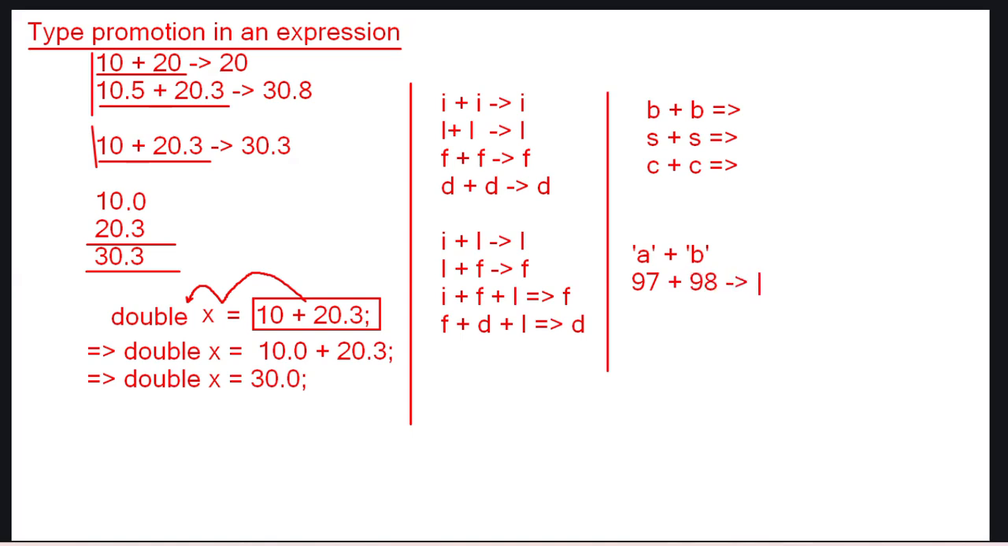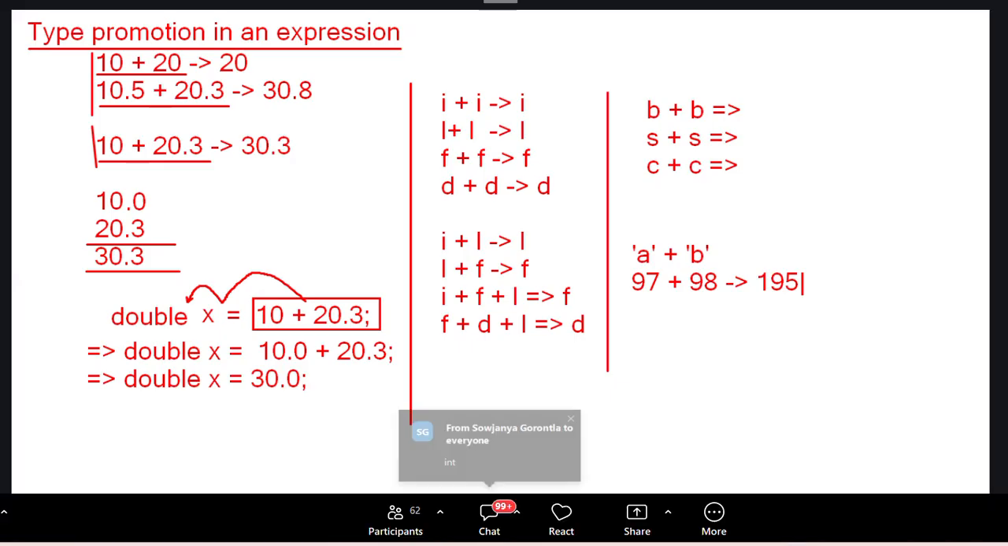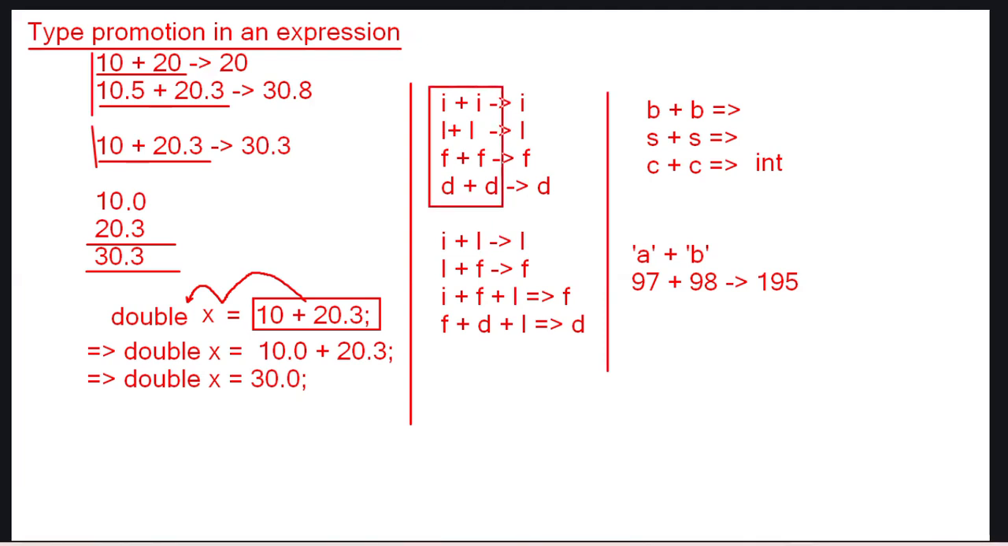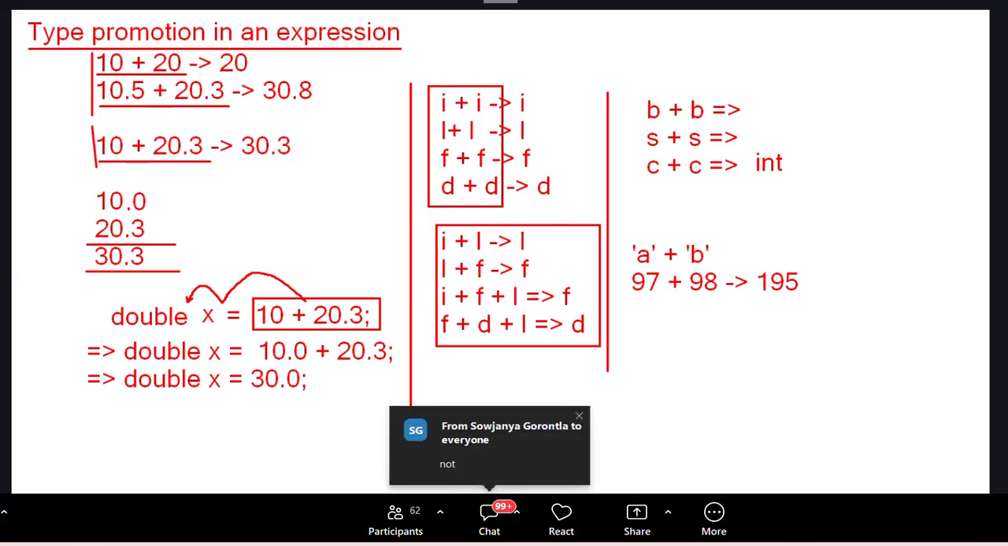Result is 195. And that 195 is what? Int literal. Tell me, char plus char result is int, not char. Okay, char plus char result is what? Int. Now tell me, here when one type is converted to another type, only when I use a combination. Here when I don't use a combination, value promoted or not promoted? Not promoted. When I use a combination, then values are promoted.